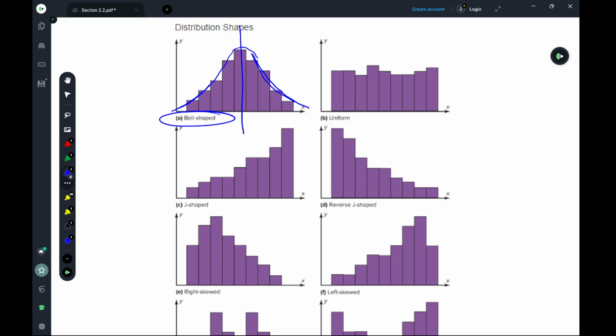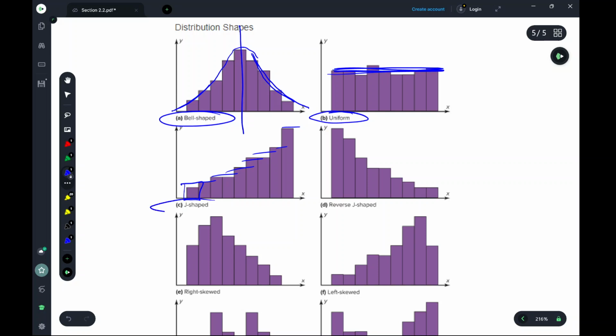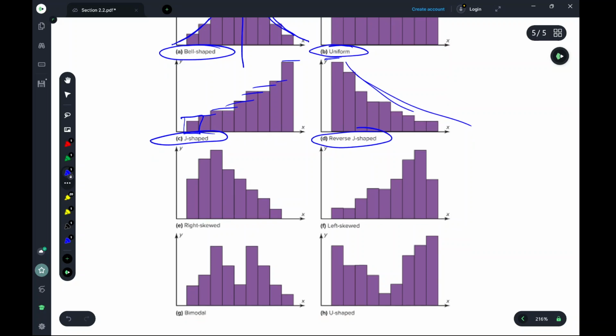When there's one peak in the middle and both sides taper off fairly symmetrically, that's bell-shaped. When all of our bars on a histogram are relatively the same height, we call that a uniform distribution. Now, sometimes we have data where it starts low and then just keeps building all the way up to the other side. We call that J-shaped. And if it's the opposite, where we start high and everything tails off, we call that a reversed J shape.